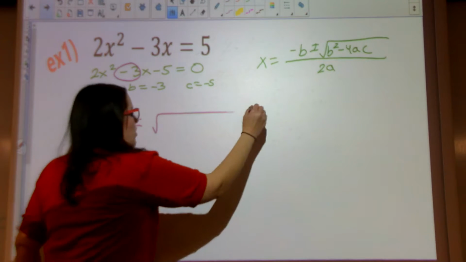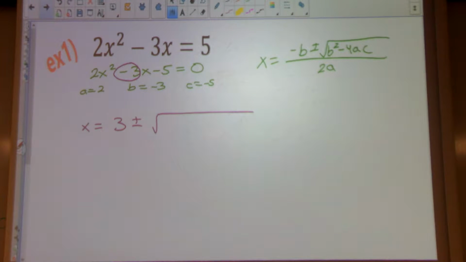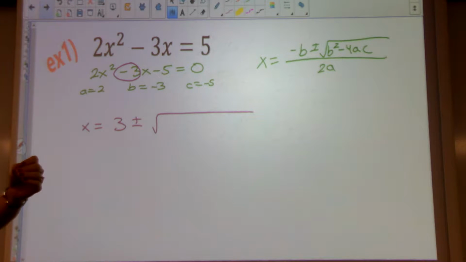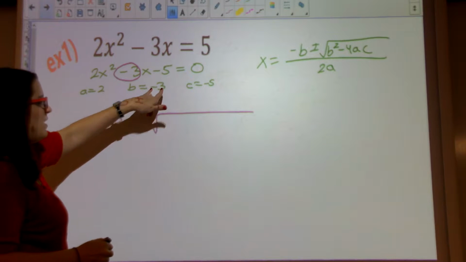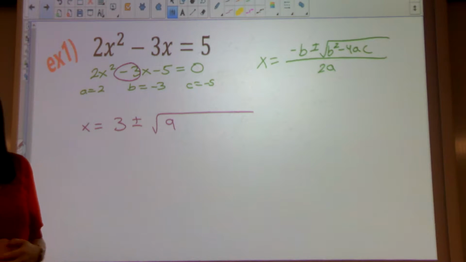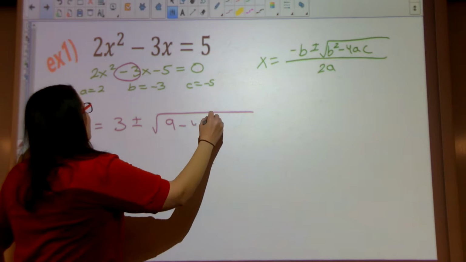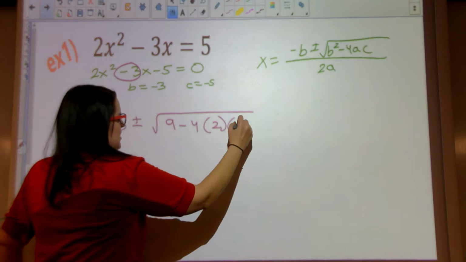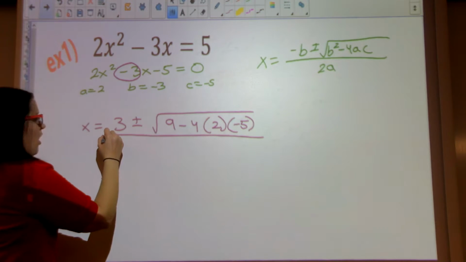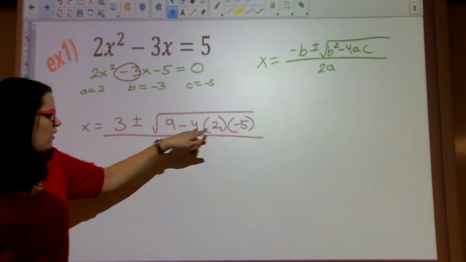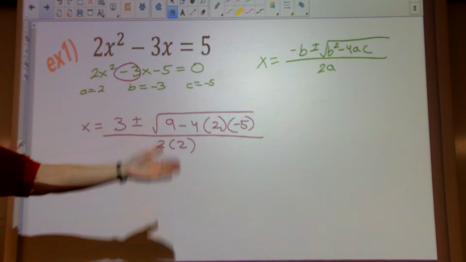Plus or minus. Now, when you square b, it is always, 100%, always positive. Because when you square a number, it's itself times itself. It will always be positive. So when I square that, that will end up being 9. Never should I see a negative number. Ever. Minus 4. A is 2. C is negative 5. All divided by 2 times 2. The other common mistake I see is people only put the radical over the denominator. The whole thing is over that.